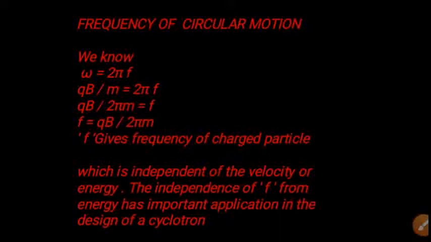Next, frequency of circular motion. We know the connection between angular frequency and frequency, that is, omega is equal to 2 pi f. We have got the expression for angular frequency omega as qB divided by m. Therefore, instead of omega, we can put qB divided by m equal to 2 pi f, or qB divided by 2 pi m is equal to f. That is, the expression for frequency is f equal to qB divided by 2 pi m.